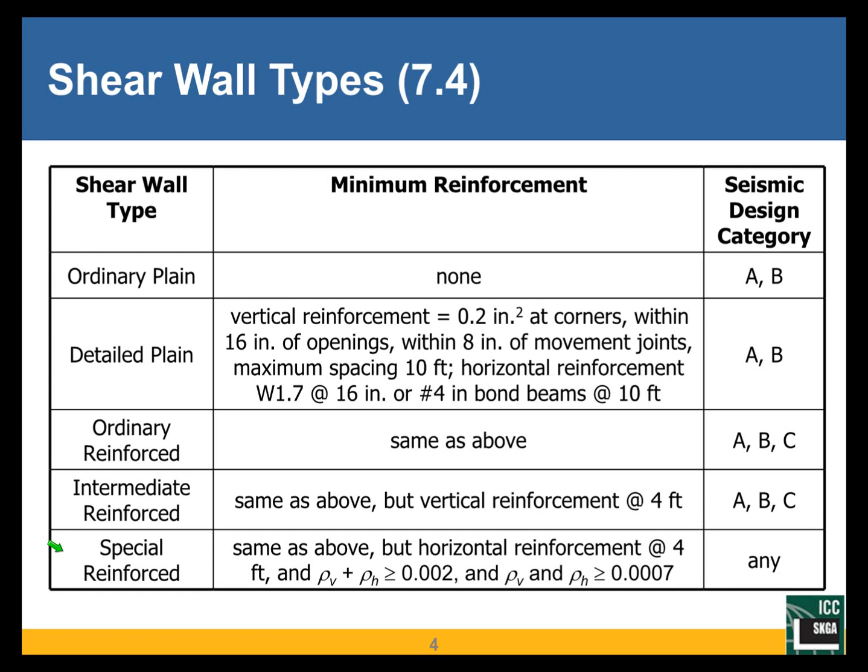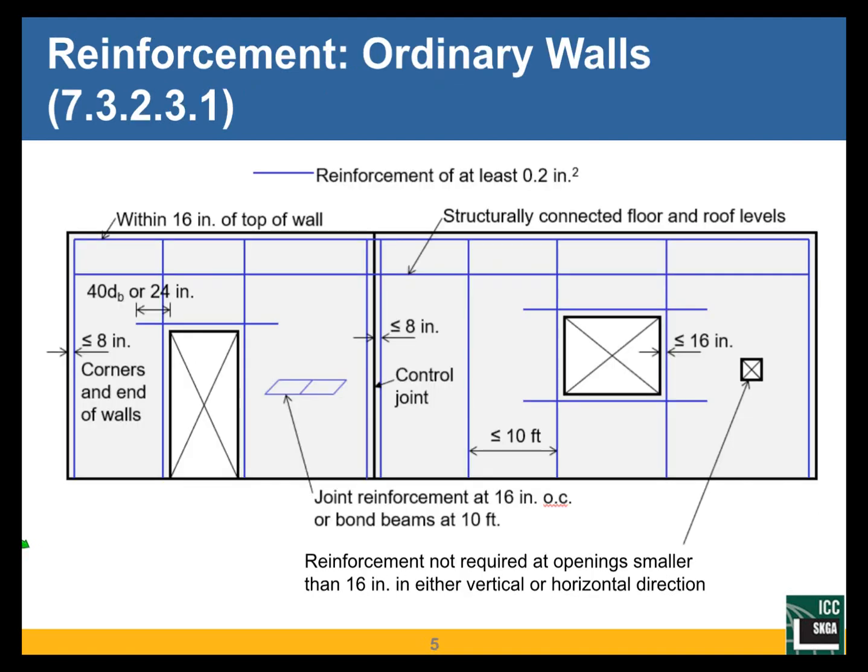If you're in seismic design category D or higher, you do have to use the special reinforced shear wall. In lower seismic design categories, you can use the ordinary or intermediate reinforced shear wall. So here are some of the detailing requirements laid out. Perhaps it's easiest just to look at a picture.